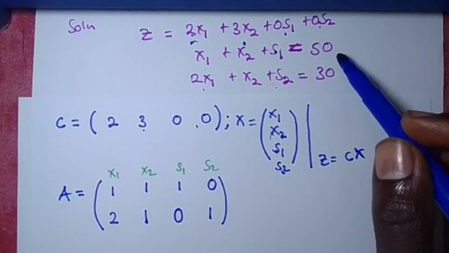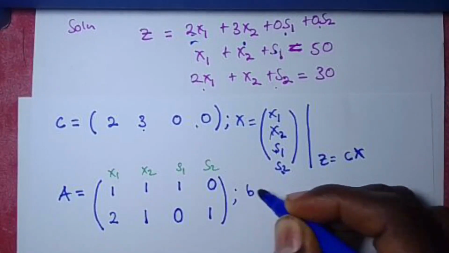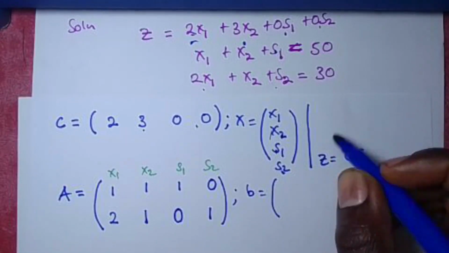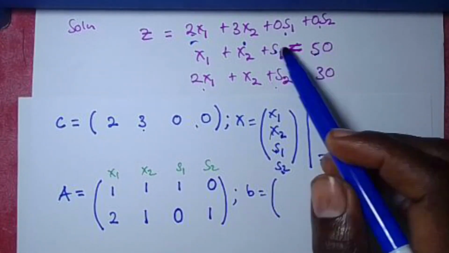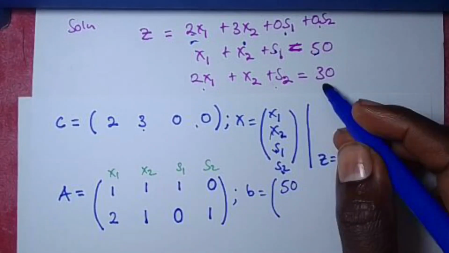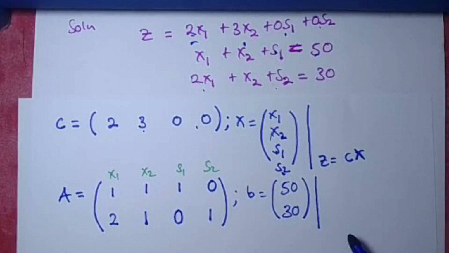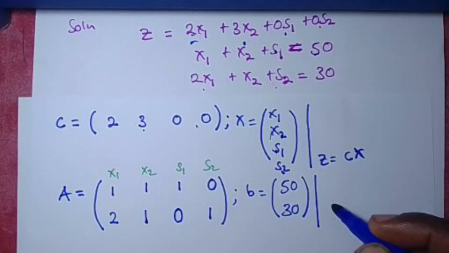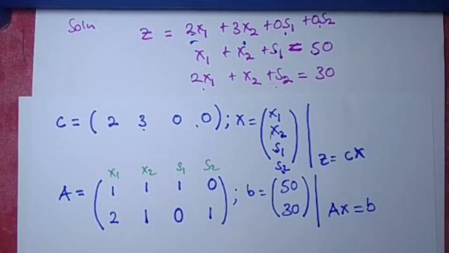Then we go to the values that we get here. For the values, we shall give them a certain letter b. b is going to be equal to the values that we get after summing all these constants. For example, for the first expression we have a 50, and for the second expression we have a 30. So you express it such that when I multiply A times x, it will give me the values of b. That's just how you express it.